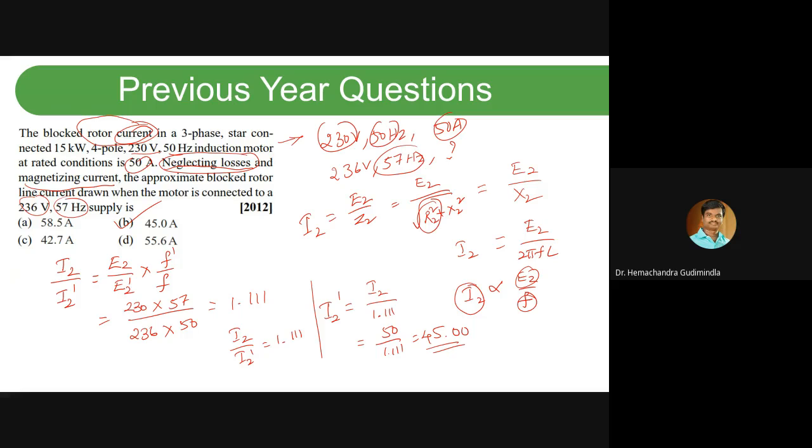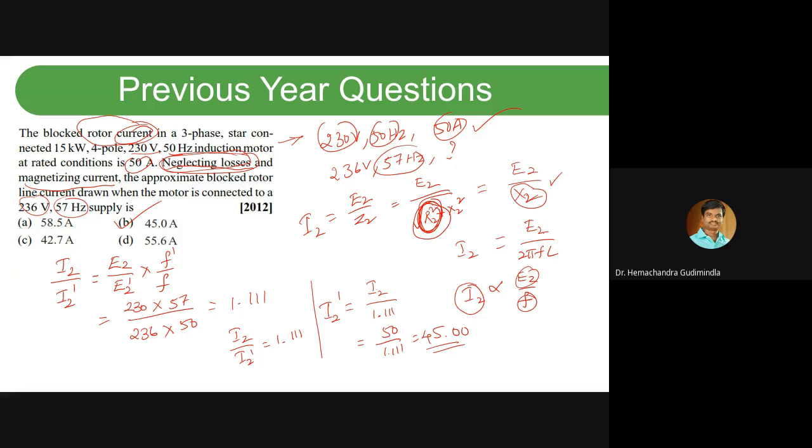Now in this question, what is the data they have given? We have written E2, F and I2, and they are asking to calculate I2 dash. E2 dash and F dash are given, and they gave the clue of neglecting the losses. Losses are due to resistance, so we can neglect the resistance. This will become E2 by X2. Inductance is not given, and the magnetizing current also, that means L you can neglect or ignore because it is not given in the question.